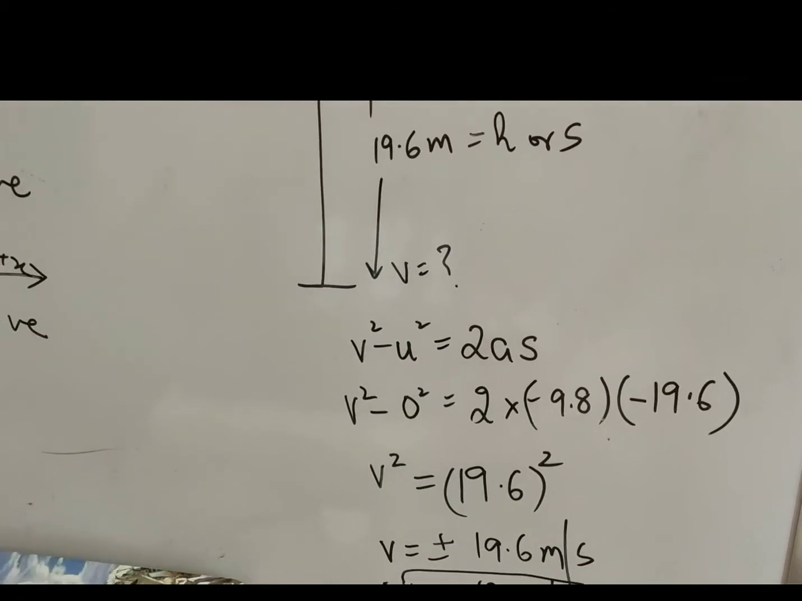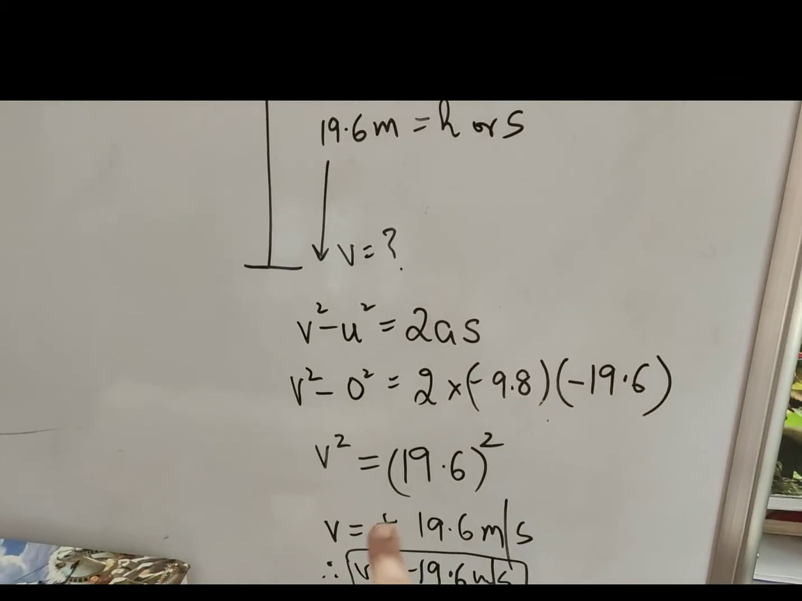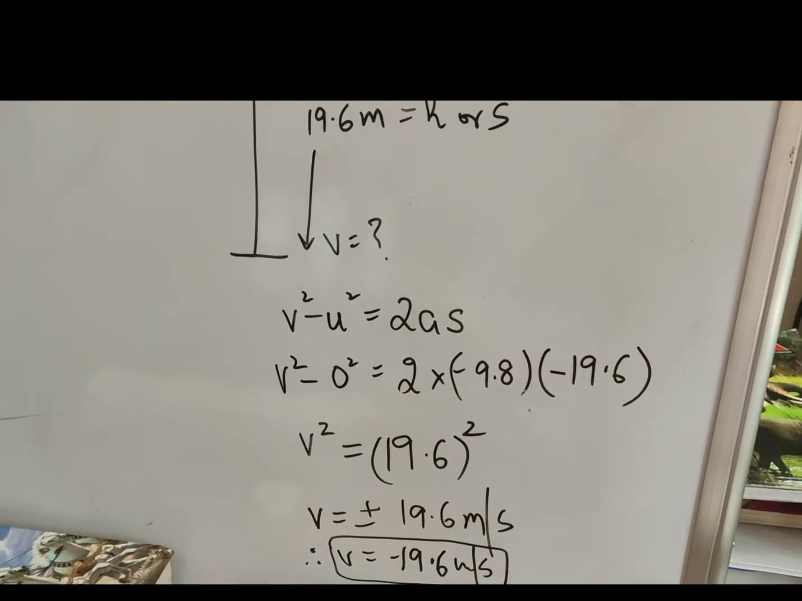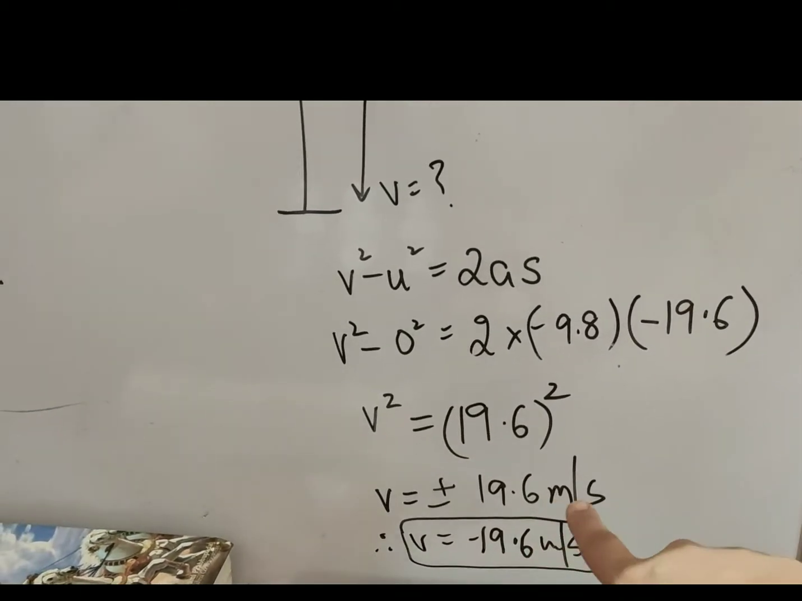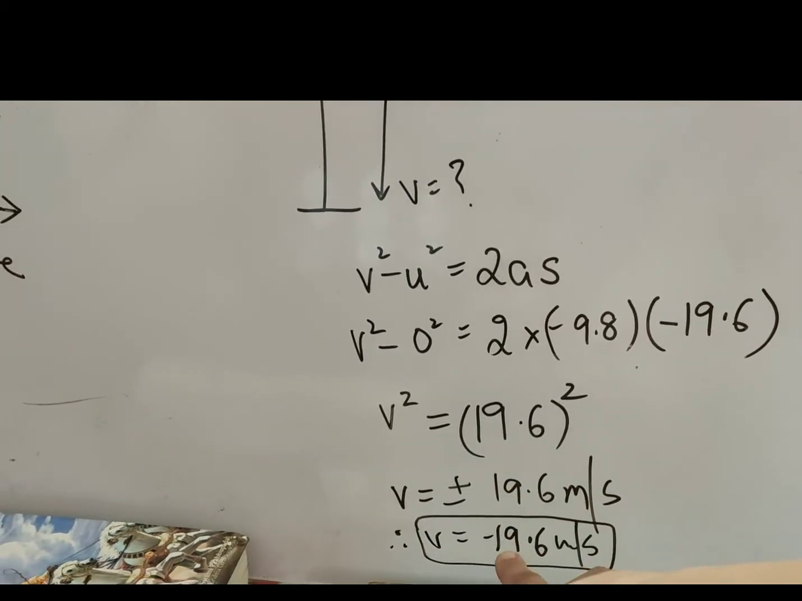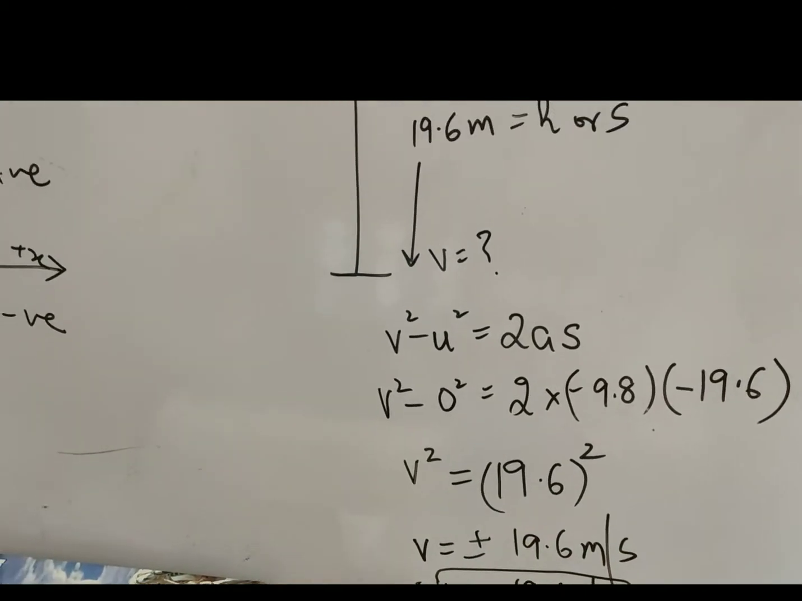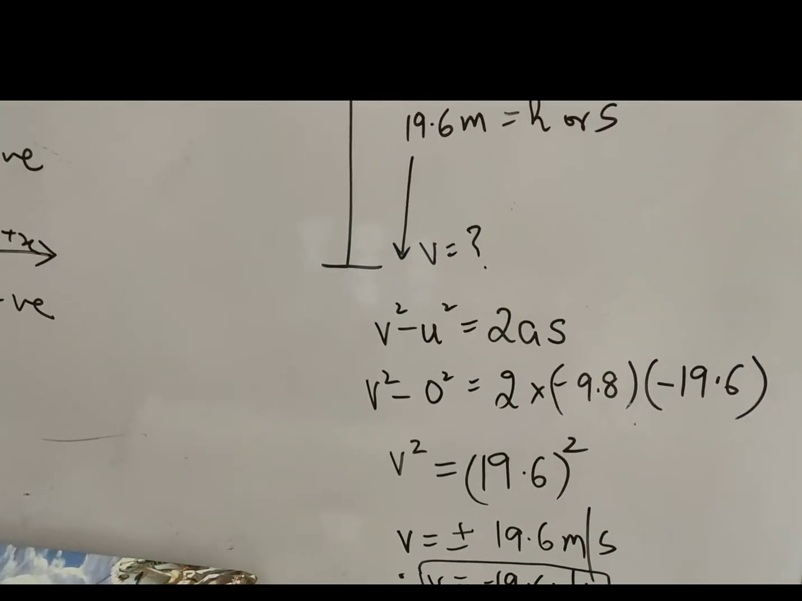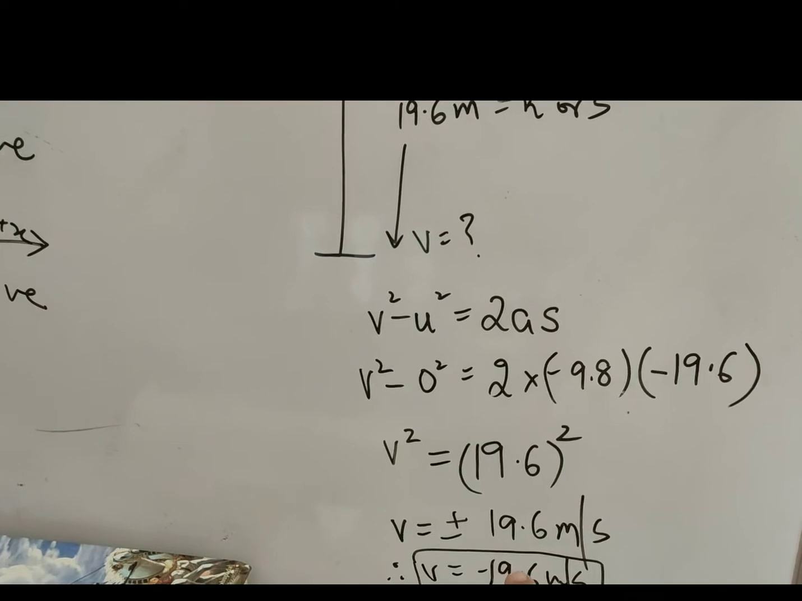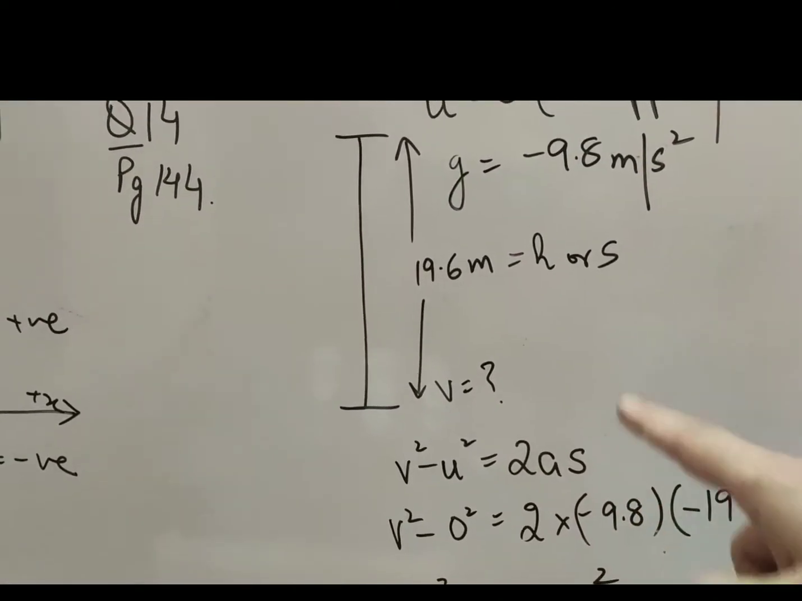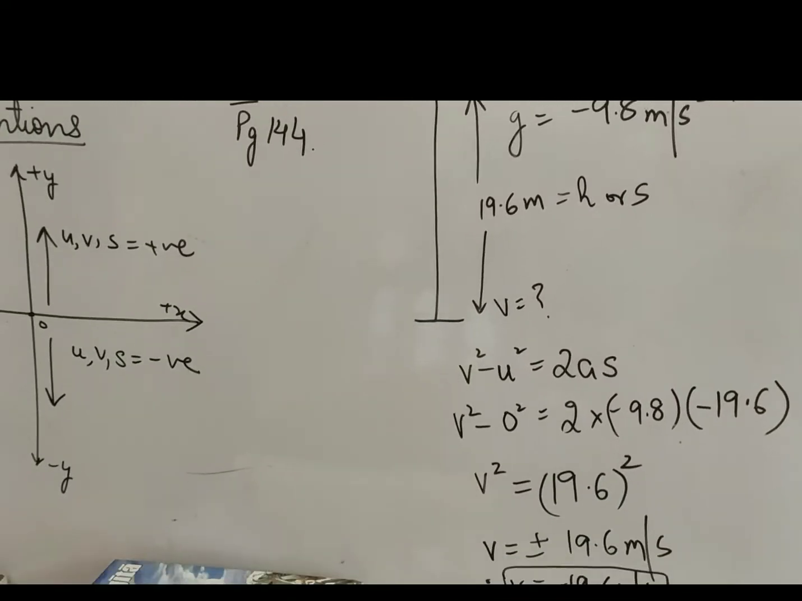So the velocity with which the object will strike the ground will be under root of 19.6 square, which will be plus minus 19.6 meter per second. Out of these two answers I select the negative one because the object is moving in the downward direction. So the final velocity will be negative, that is negative 19.6 meter per second. It is this velocity with which this object is going to strike the ground.